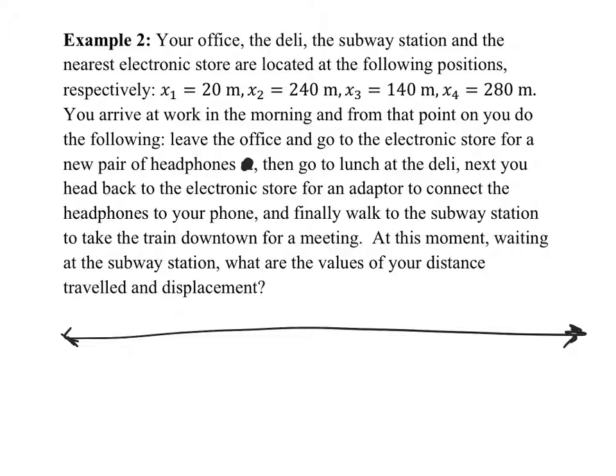So I've got the office right here at 20. At 240, I've got the deli. At 280, I've got the electronics store. And then here at 140, I've got the subway. So that would be my diagram for a problem like this.